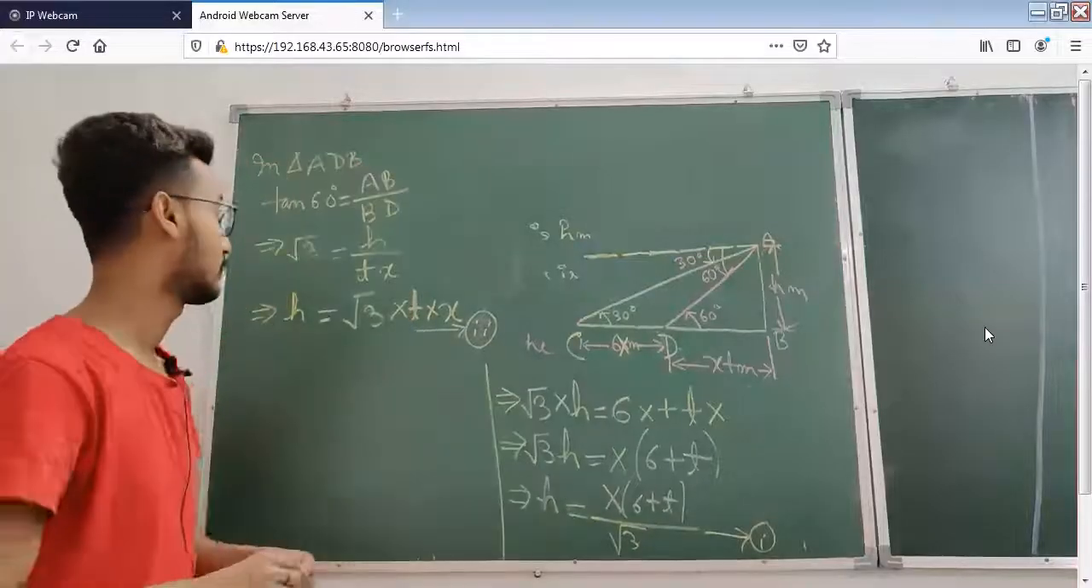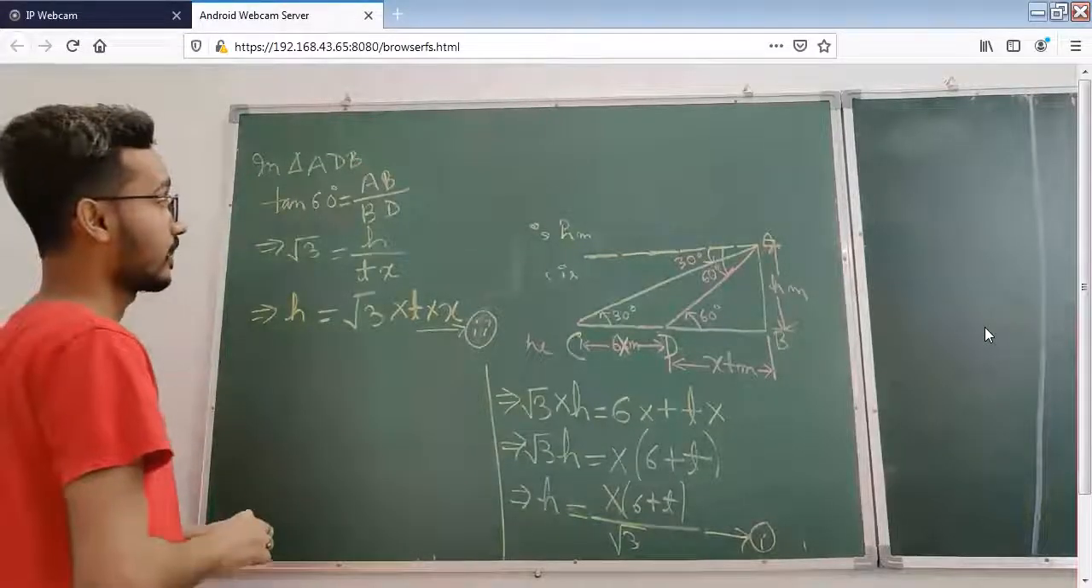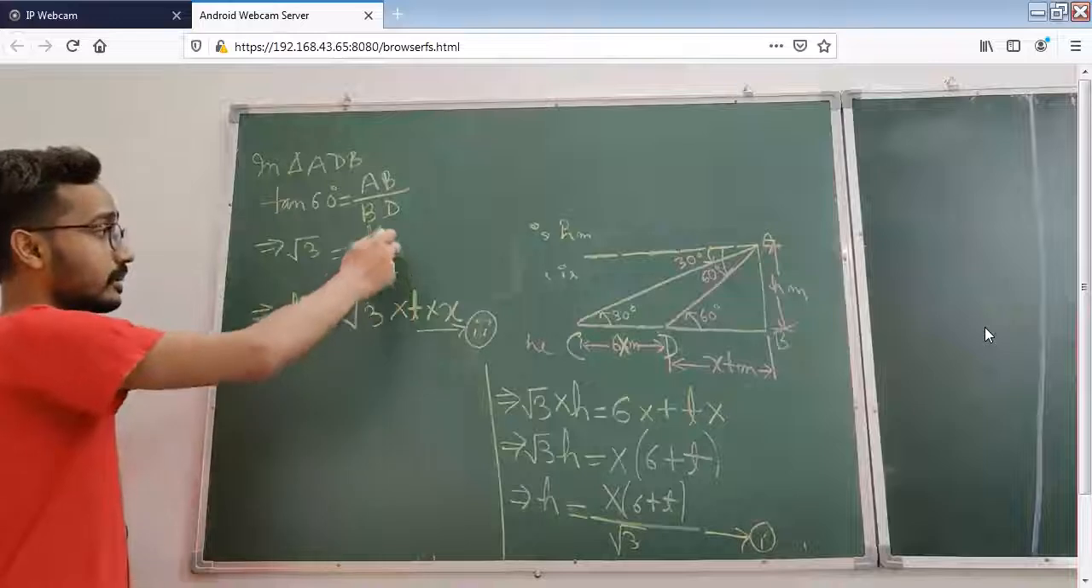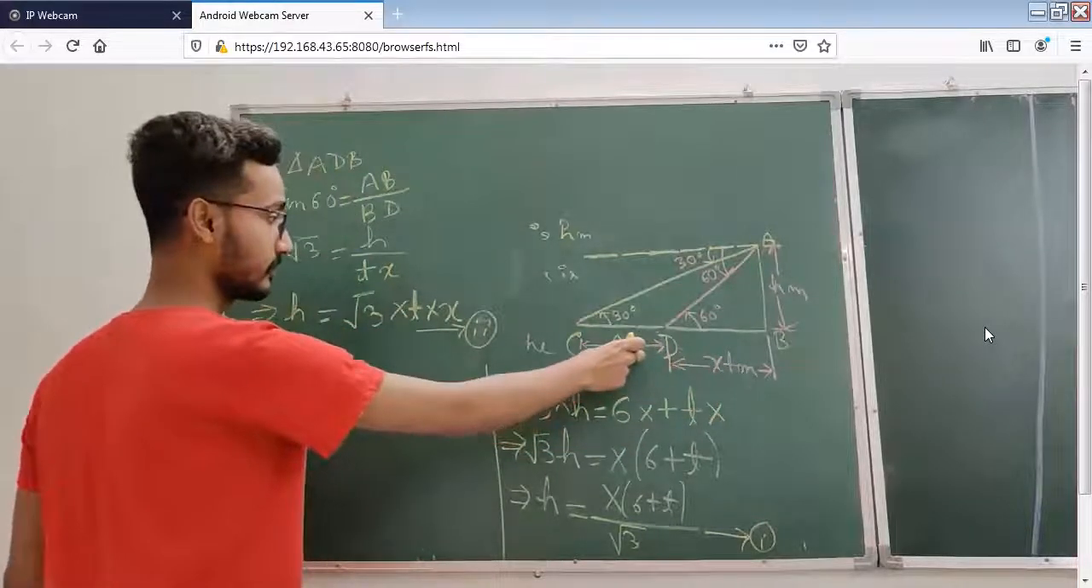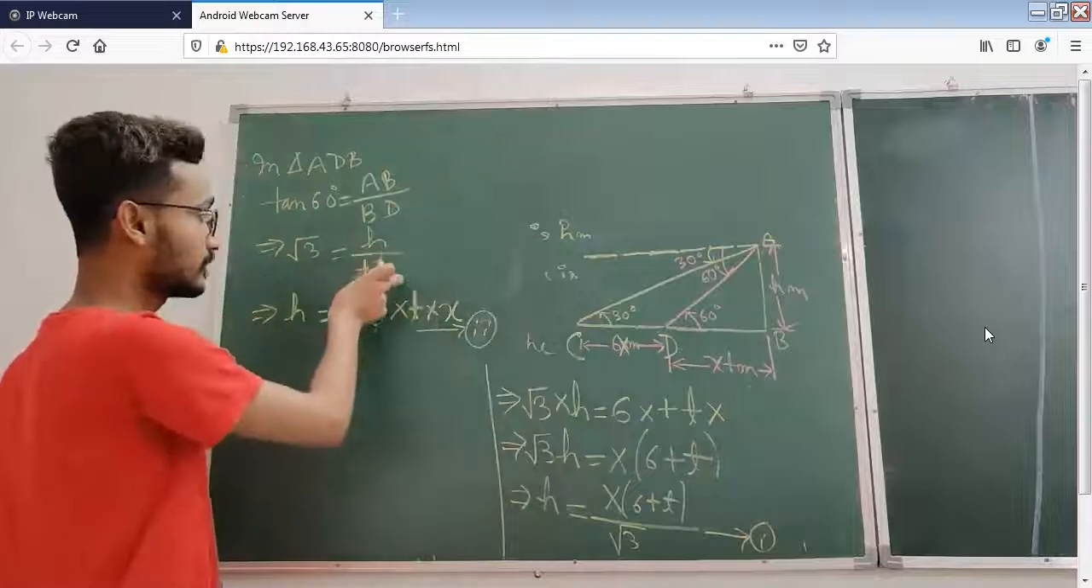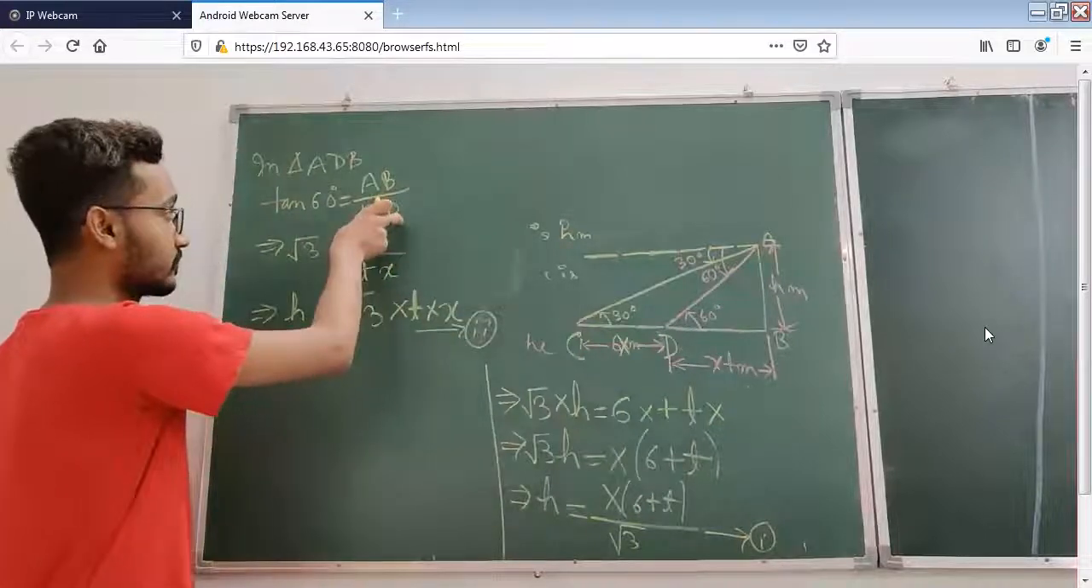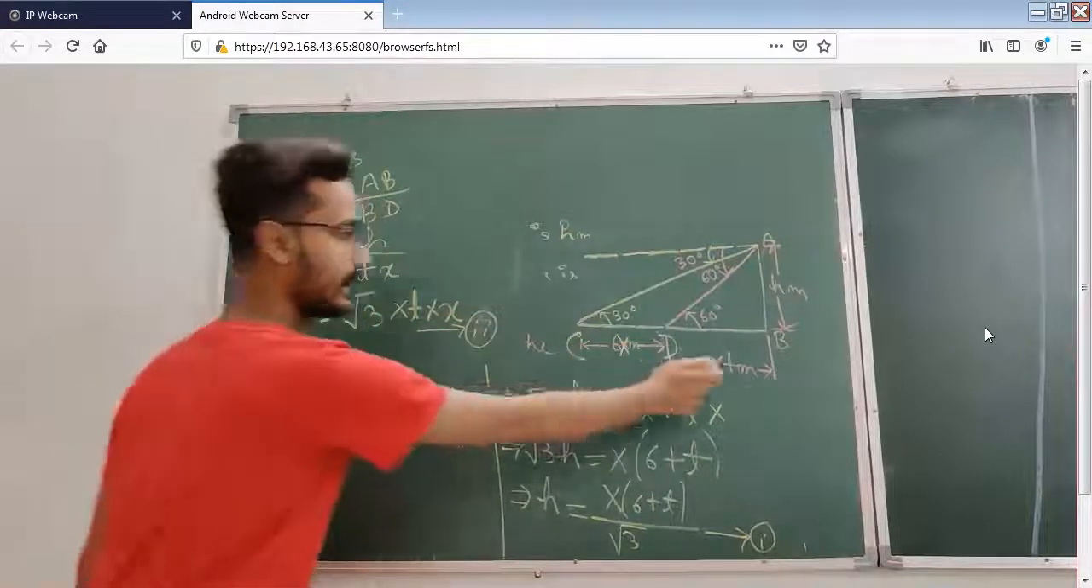Now see, one correction will be there. I have put the value of BD wrongly. It will be tx, yes or no? It will not be 6x, because 6x is the value of CD. The value of BD will be tx, yes or no? So I have put the value wrongly. The value of BD will be tx, not 6x.